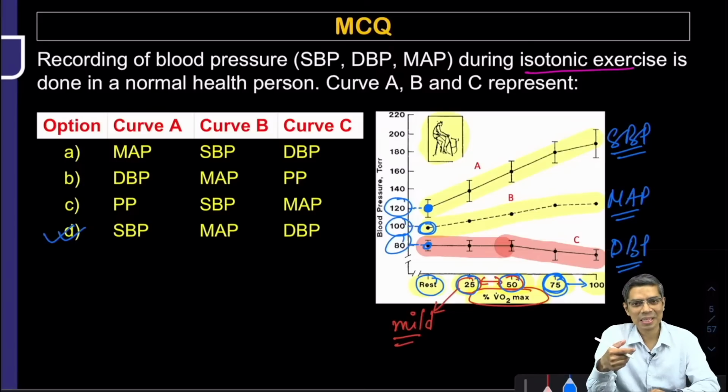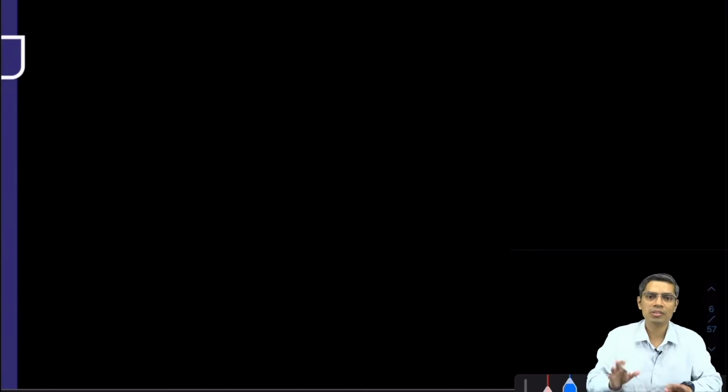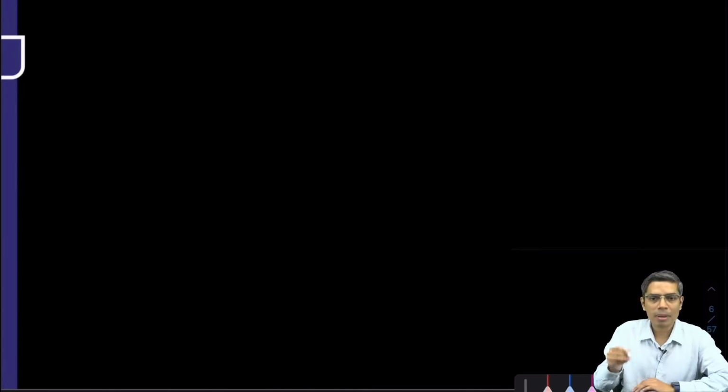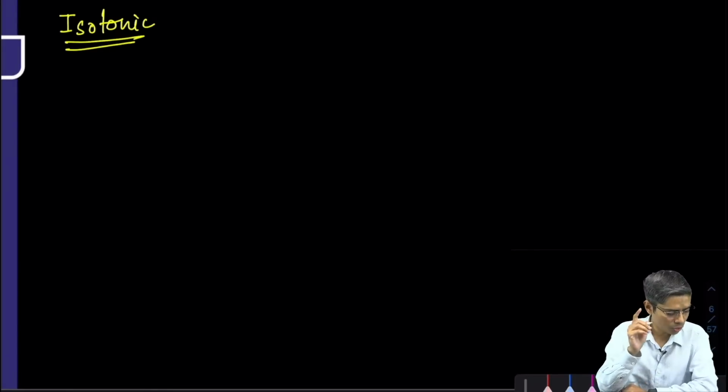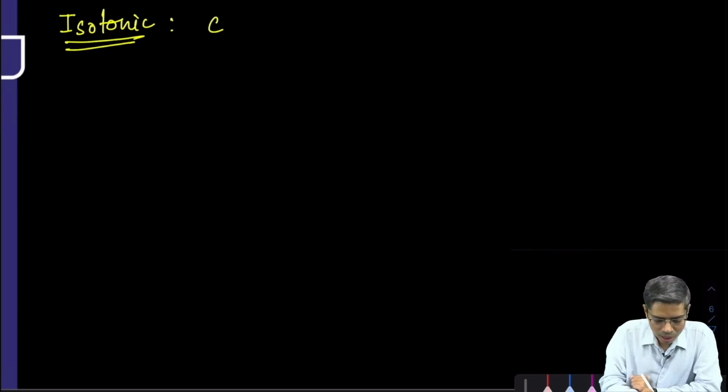But the question may be different. Here the question is simple, but the question may be different, so you need a little concept about blood pressure and exercise. Look at this, very very important. The person is doing isotonic kind of exercise. What will happen to the cardiac output of this person? The cardiac output will increase.